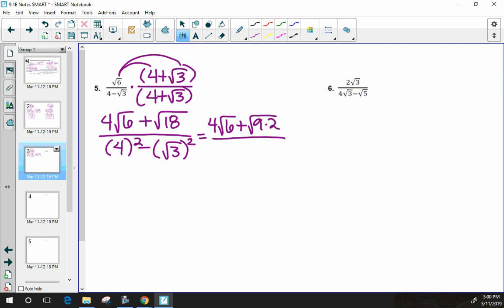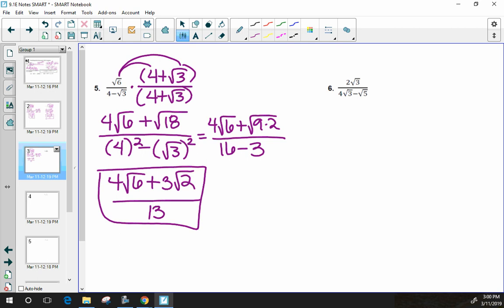In my denominator, I know I'm going to do the 4 squared minus the square root of 3 squared, which is just 3. Okay? And then I'll take care of this last part. Still can't do anything with the 4 square root of 6, but that square root of 9 times square root of 2 is just 3 square root of 2. And down here, I just get 13. Okay? And that's as far as we can go. There's nothing else that can be simplified there.